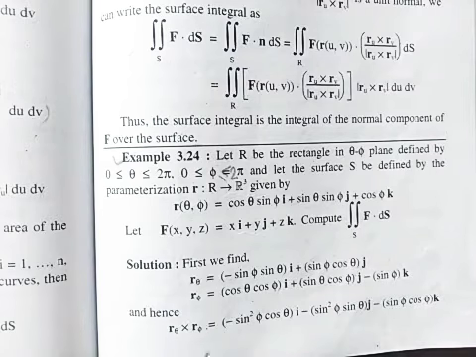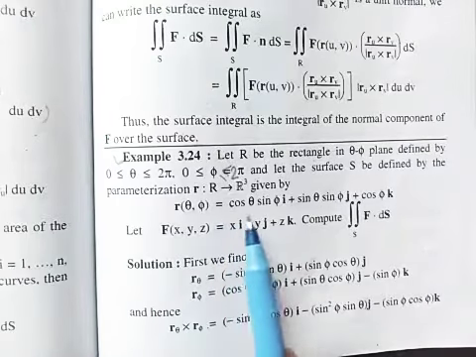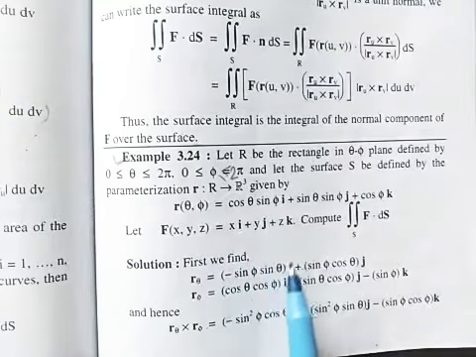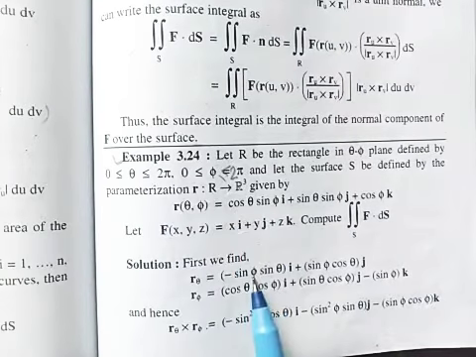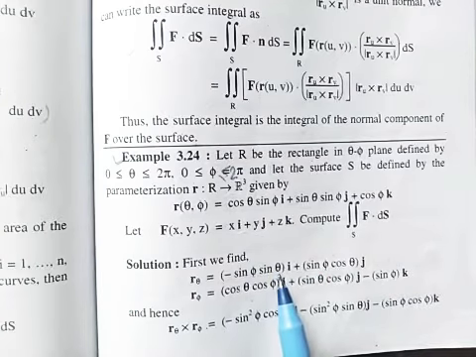So first we find r theta. So what will be r theta? This is our r. r theta means its partial derivative with respect to theta. What will be that? Sin phi is constant, derivative of cos theta will be minus sin theta.